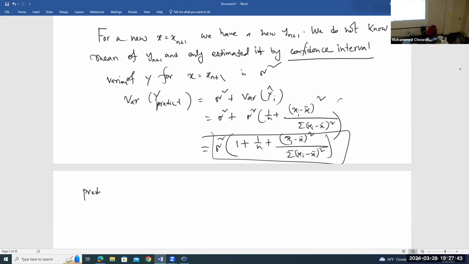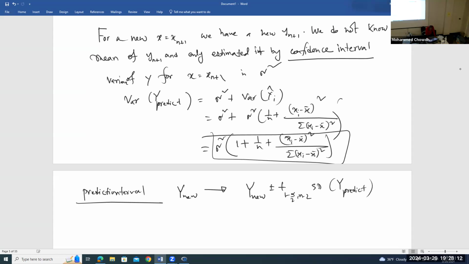So now if you want to do the prediction interval for a new y, what you will have to do is y new plus minus t at 1 minus alpha over 2, n minus 2, times the standard deviation of y predict. Okay.